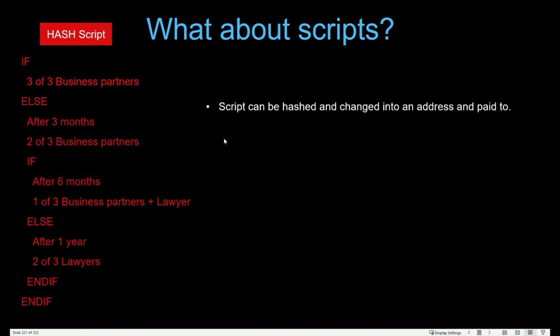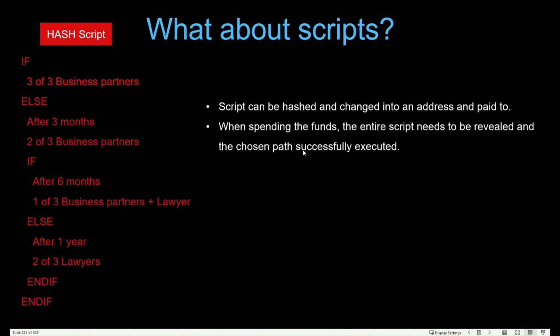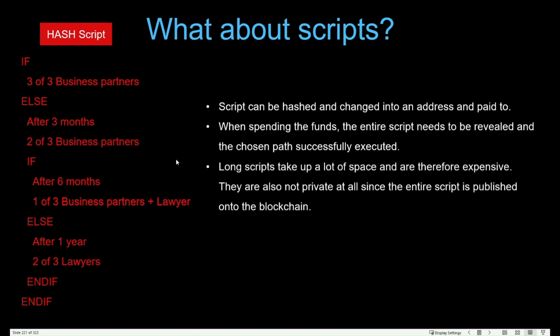The whole point of this is in an overview, when you have a script like this, all these conditions are hashed and they're changed to an address, and that's actually what you pay to. This is a pay to script hash. So you're paying to a hash. What is that hash? That hash is a script that has a whole bunch of conditions. When spending the funds, the entire script needs to be revealed, and the chosen path needs to be successfully executed. Long scripts take up a lot of space and are therefore expensive. They're also not private at all since the entire script is published onto the blockchain.